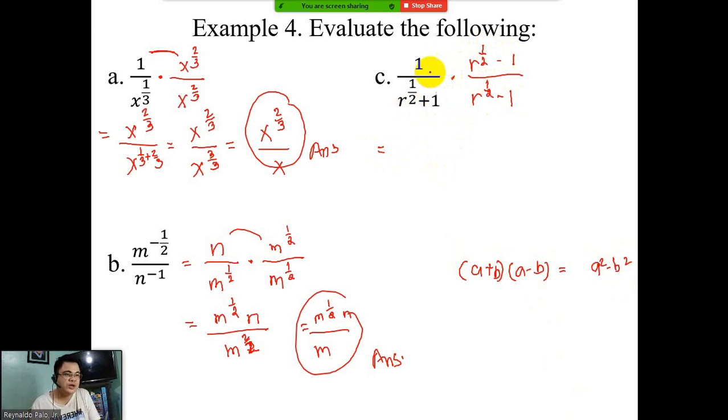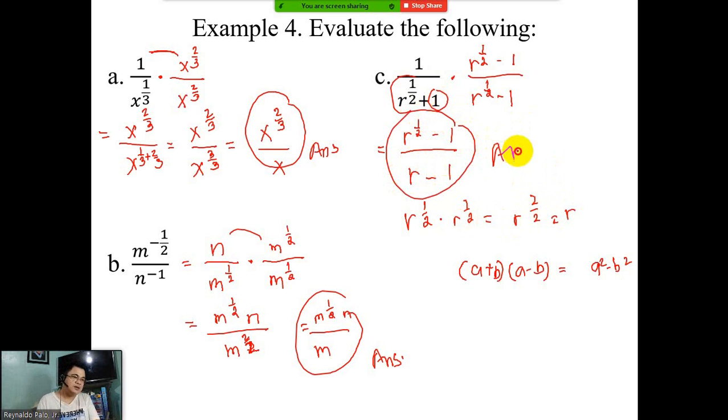Then if you simplify the numerator, 1 times r raised to the power of 1/2 minus 1 is still r raised to the power of 1/2 minus 1. Over, by applying this rule, you will be squaring this one and this one, so you will get an answer of r only. When you square r raised to 1/2, it is r raised to 1/2 times r raised to 1/2, or simply r raised to 2/2, or r. Then 1 times 1 is still 1. So this will now be your final answer.